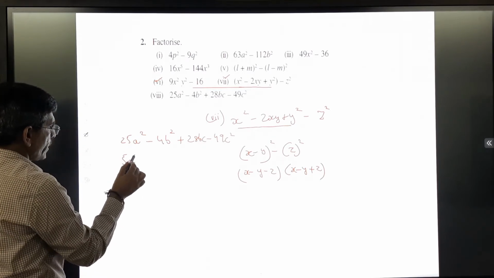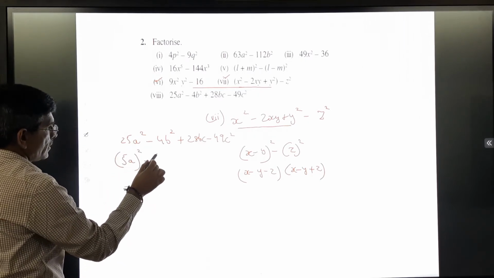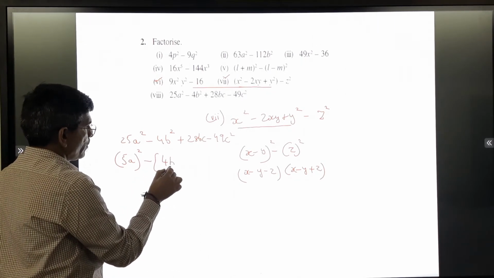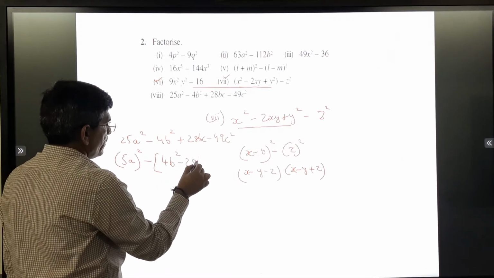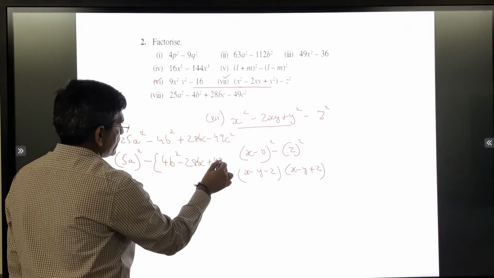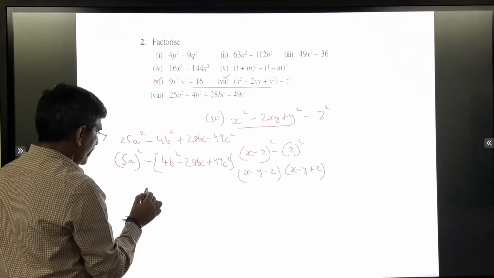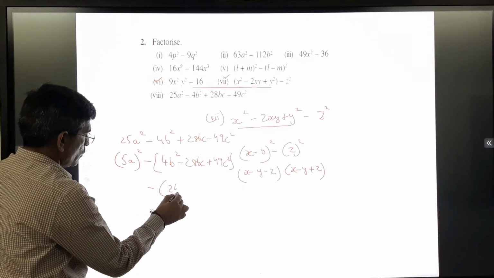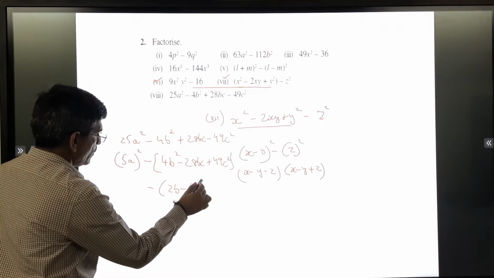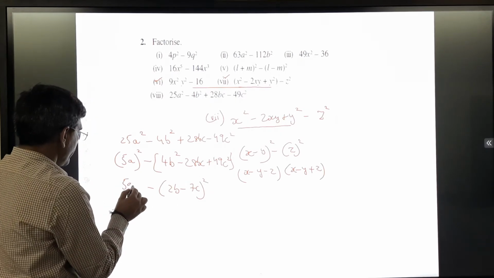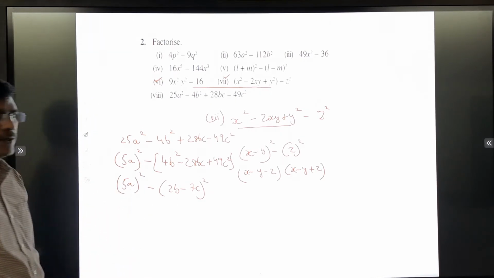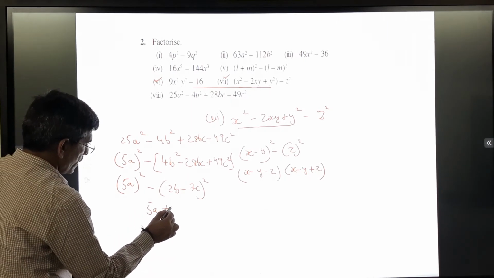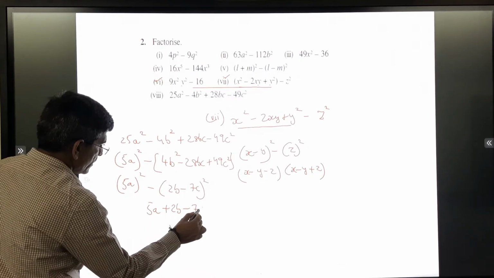(5a) whole square. But here, if I make a common negative sign outside, then in the bracket inside is 4b square minus 28bc plus 49c square. Now again it is a perfect square, that is (2b minus 7c) whole square. Again here (5a) whole square. So now one time is plus, another time is minus. That is why 4a plus 2b minus 7c.